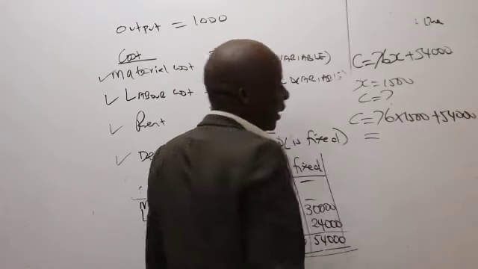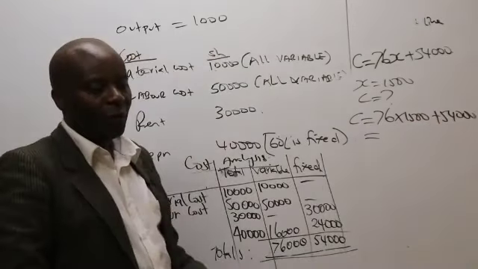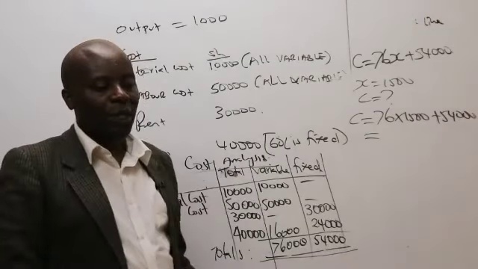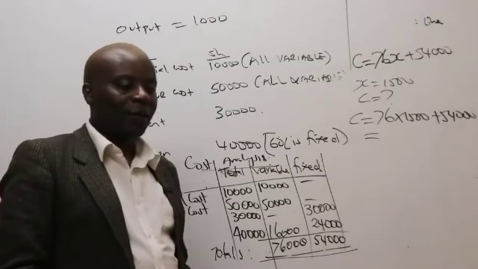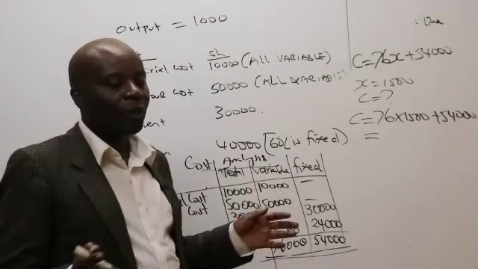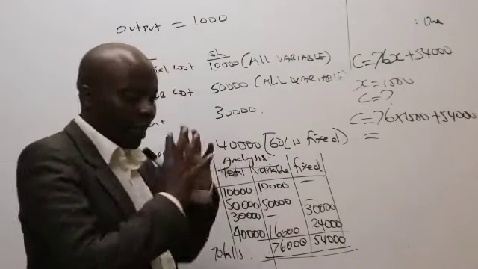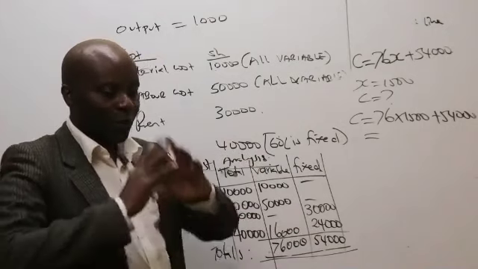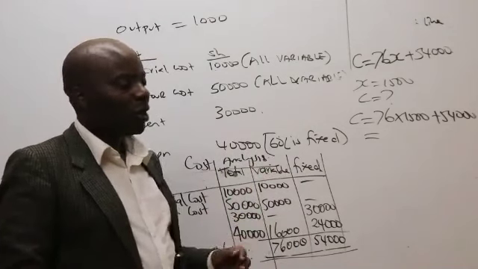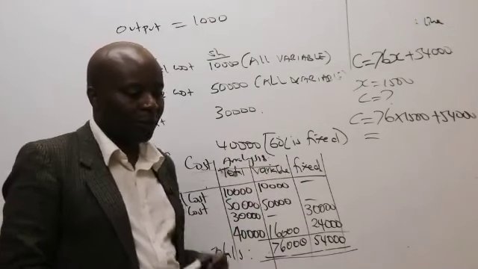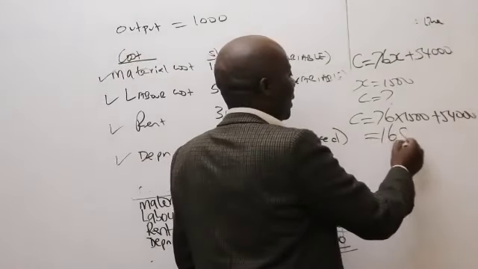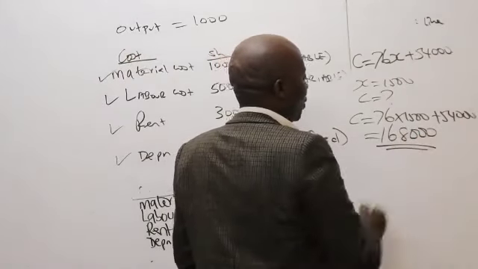Could you kindly give me an answer there? What do we have? Somebody there? So that is what we call cost estimation. The moment we have an equation, we can easily use it to flex. When we change X, we automatically get Y, the total cost. So can somebody give me this figure? Faith tells me it is 168,000.